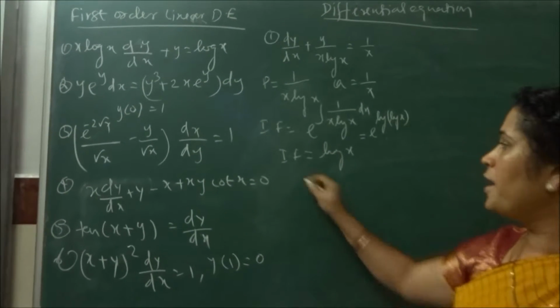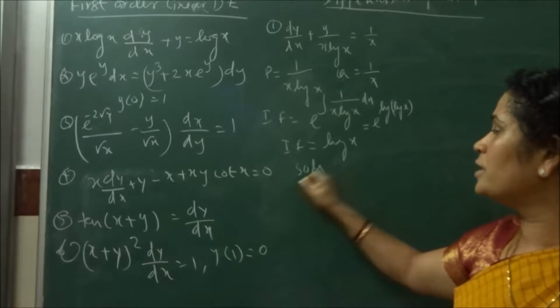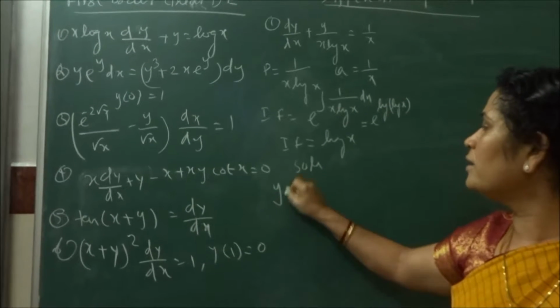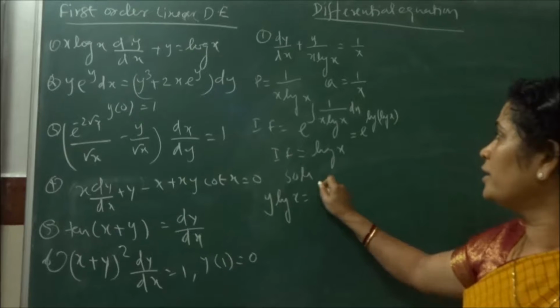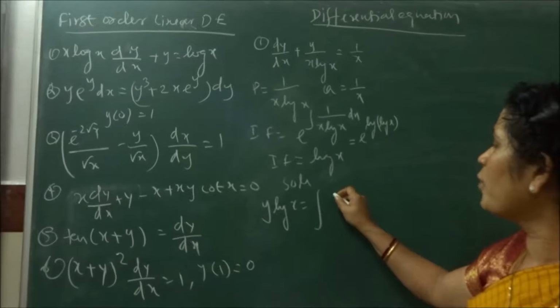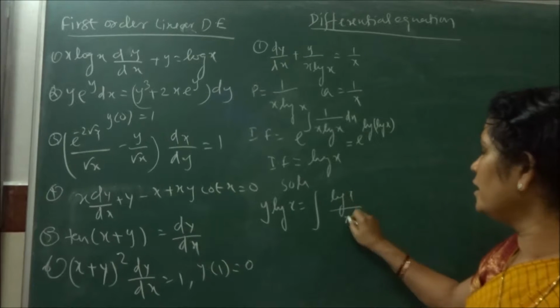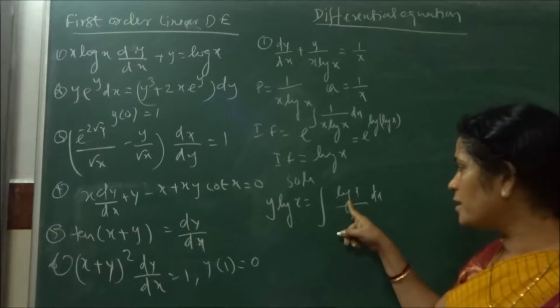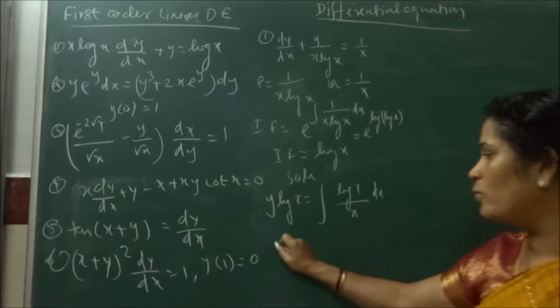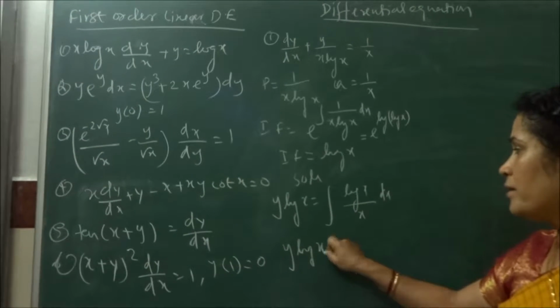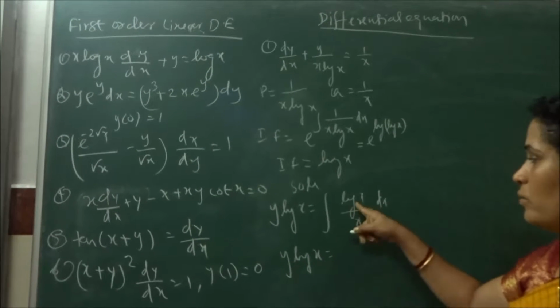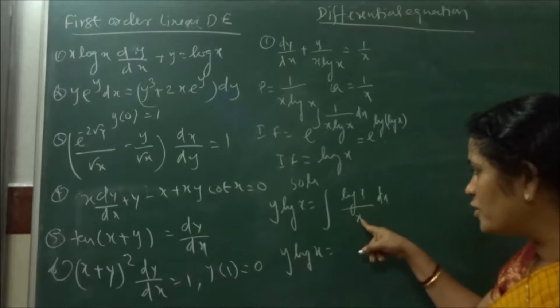Okay, fine. Now the solution: y into the integrating factor equals integral of Q into the integrating factor. What is Q? 1/x into the integrating factor, that is log x / x dx. Now log x's differentiation is 1/x, so the final answer is y log x equals what I told you. Log x's differentiation is this.